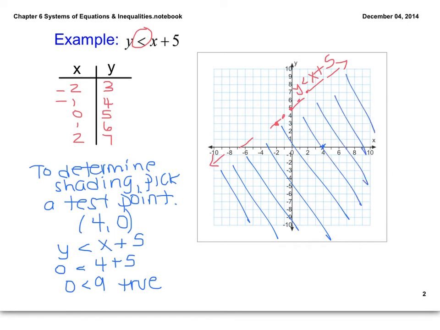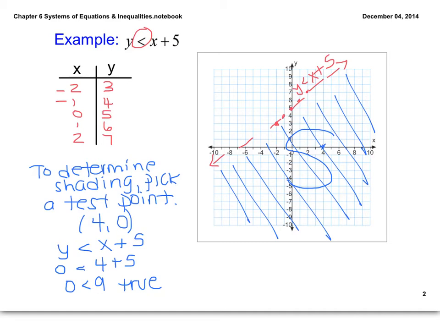If we got a false statement, we know we would have to shade on the other side of the line. Okay, so you want to shade where the statement's true. This is called our solution set, and sometimes we'll put a letter S over our shading to indicate that. That means any point in that shaded region will satisfy this inequality and make it true.